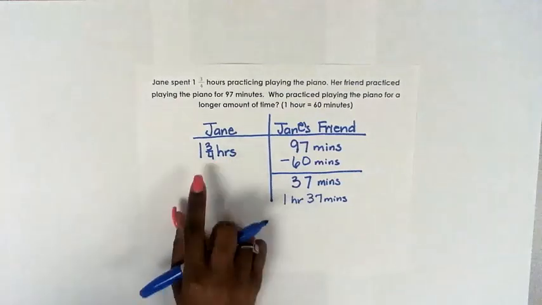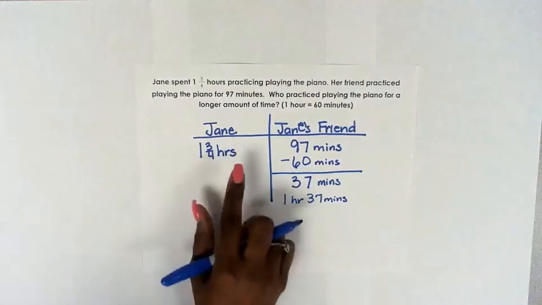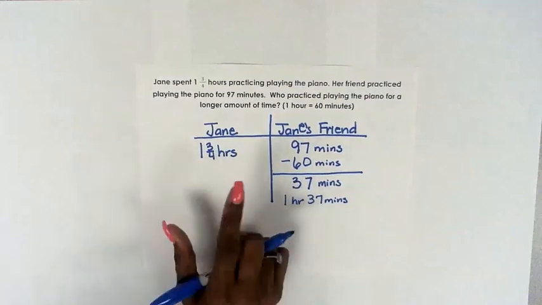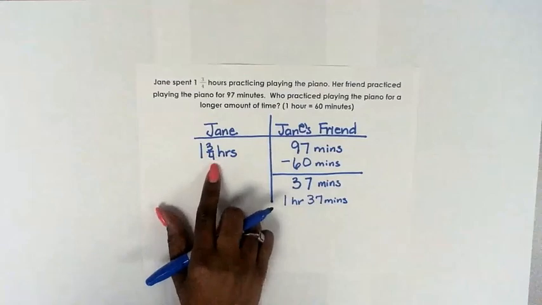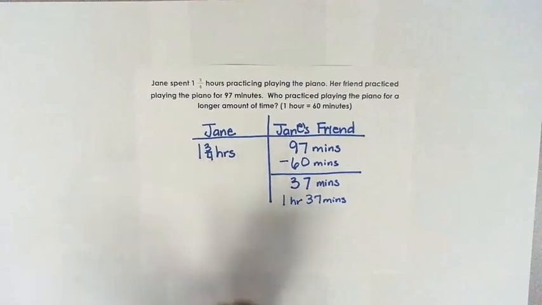I can see that Jane played for at least an hour, but she did not practice for 2 hours. So she practiced for an hour and some minutes. I have to figure out how many minutes are 3/4 of an hour. I'll use my clock to help me determine that.